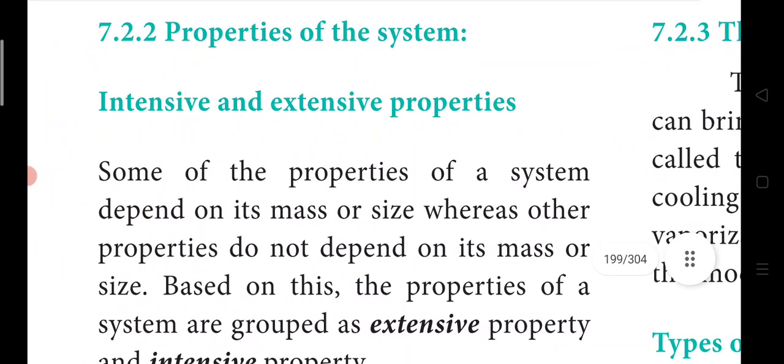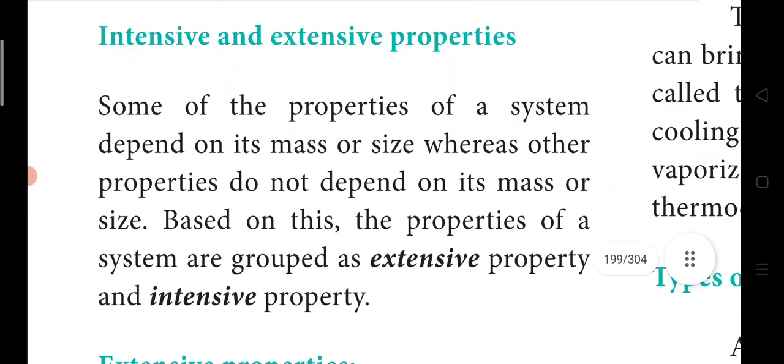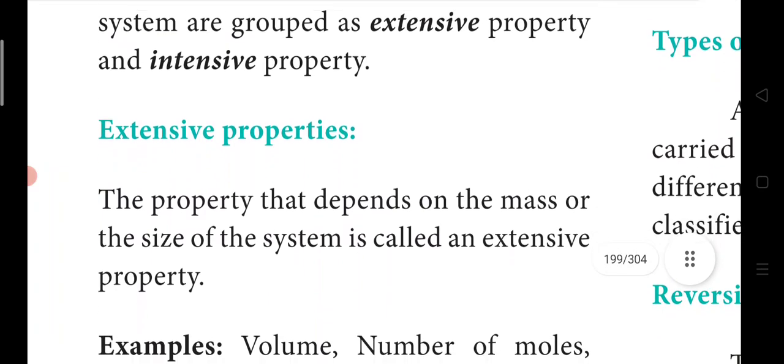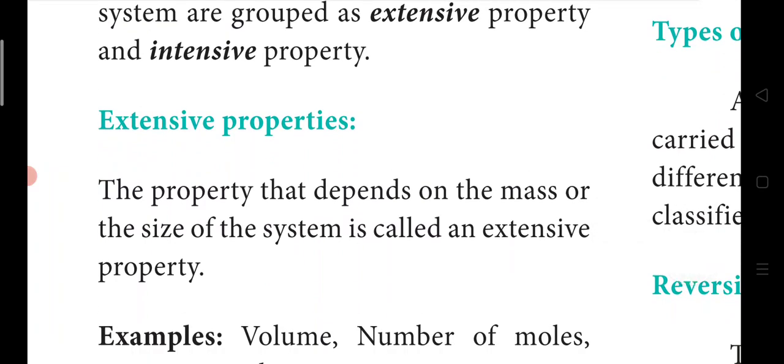Next is intensive and extensive properties, or the properties of the system. Some of the properties of the system depend upon the mass and size, and a few don't depend on mass and size. Based on this, we have extensive property and intensive property. Extensive property means they depend upon the mass and size of the system.